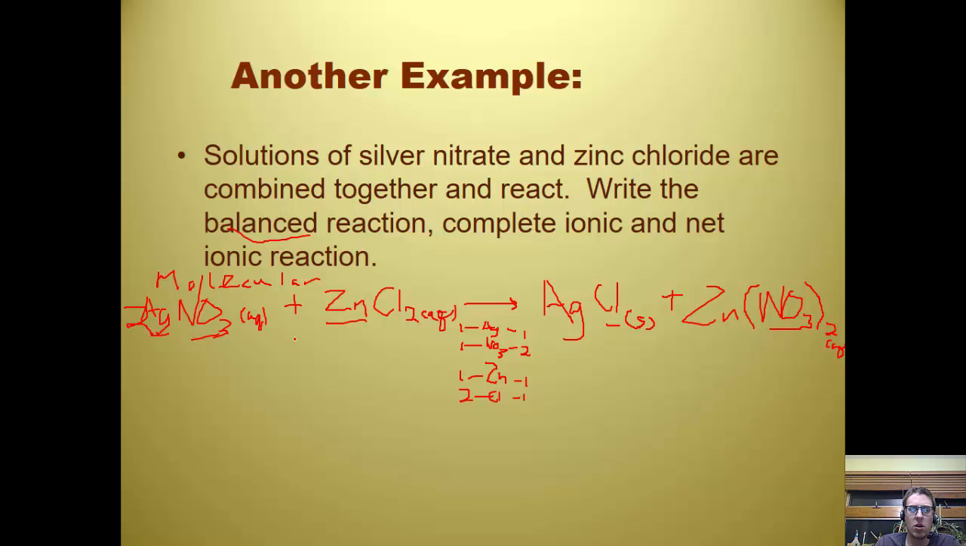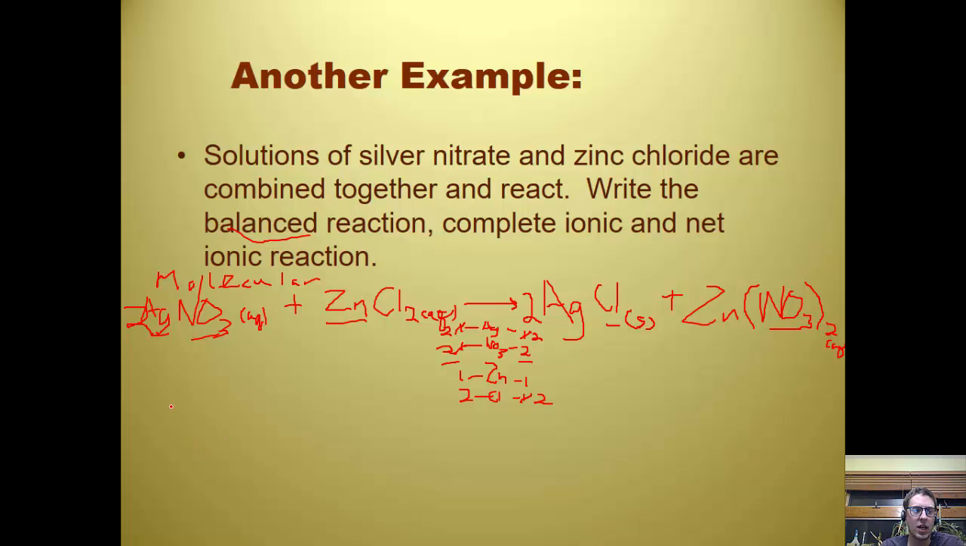Put a 2 here. That's going to give us a 2. And nitrates, that gives us a 2. These are balanced. However, the Ag's not, so we're going to put a 2 over here. We put a 2 over there, gives us 2 here. And our chloride is now at 2. Now we're balanced. All right. Now, that is our balanced molecular equation.